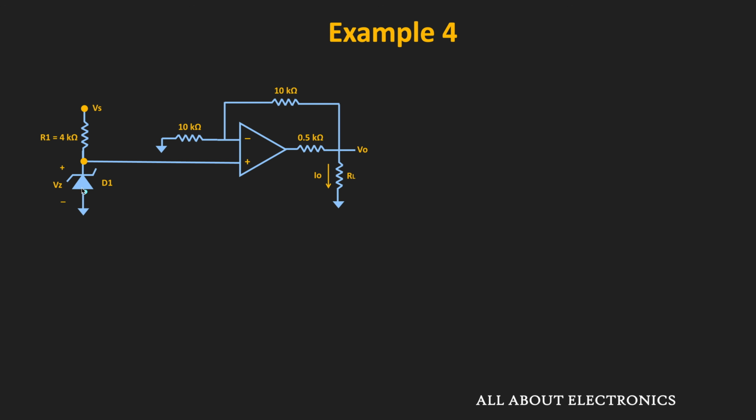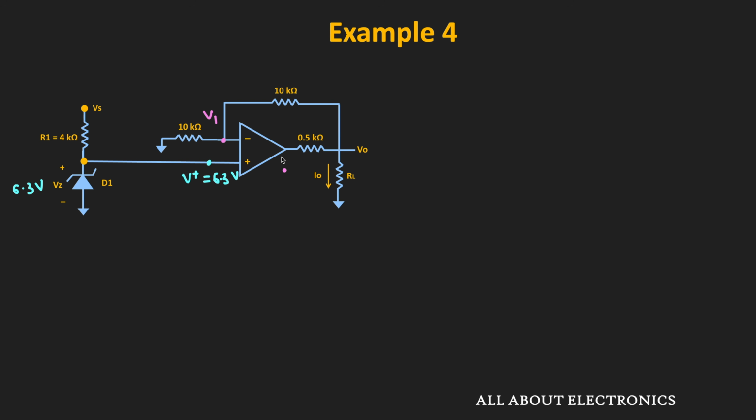So here, since the Zener diode is ideal, the voltage at this node is the same as the 6.3 volt. That means here this V plus is equal to 6.3 volt. And here let's say the voltage at this node is equal to V1.